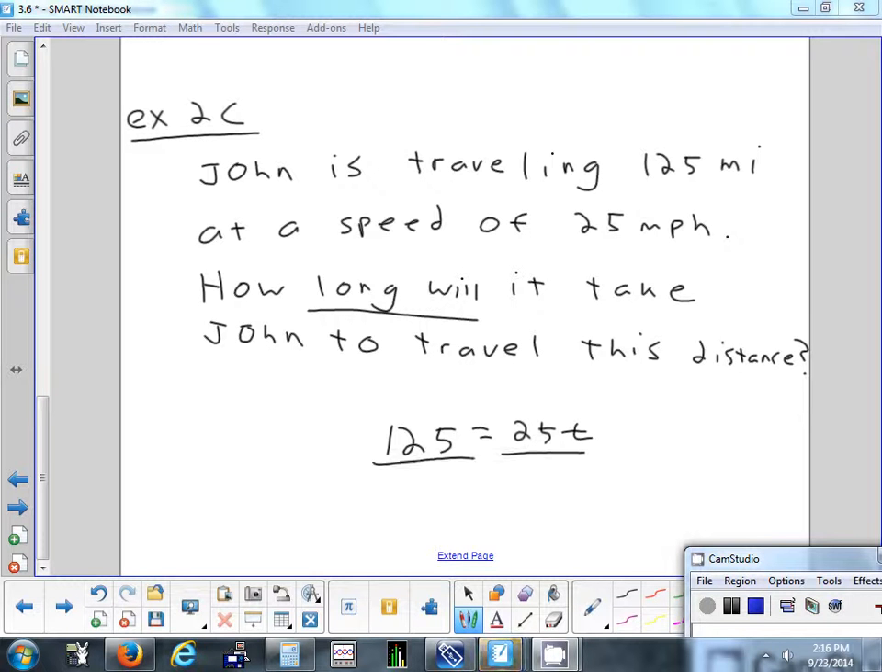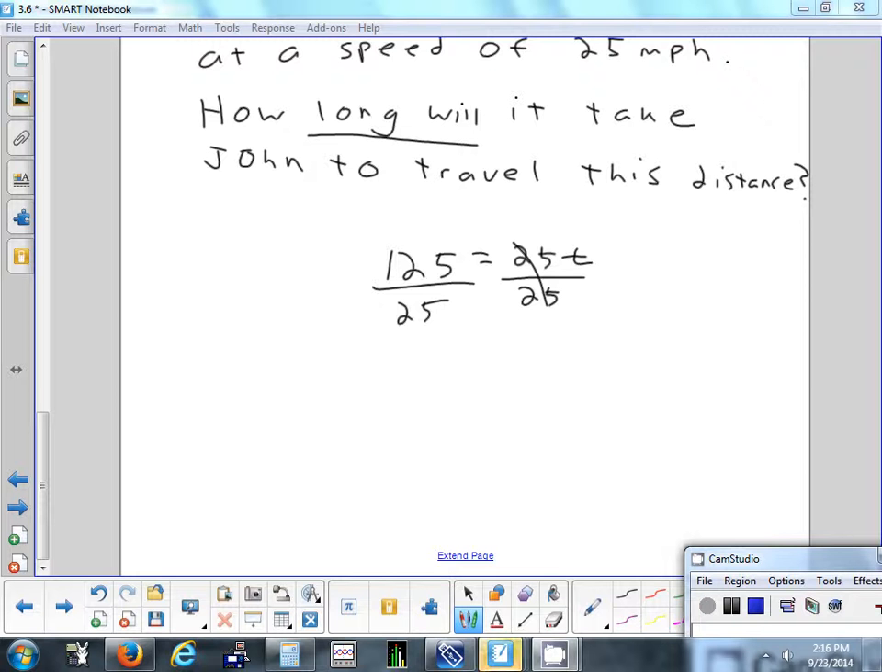Okay, how do we solve that? Yep, divide 125 by 25. How many times does 25 go into 125? 5 times. Okay, what's the label on that? 5 what? Hours. It's time. Time is in hours. Okay, 5 hours.